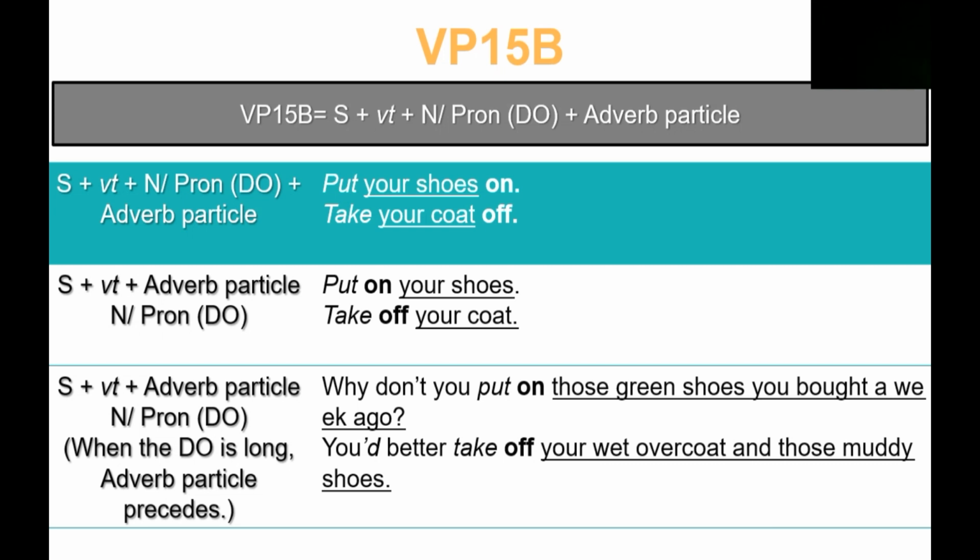The third one, when the DO is long, the adverb particle also usually precedes the DO. For example, why don't you put on those green shoes you bought a week ago? So after the VT put, you have the adverb particle on before the DO, those green shoes you bought a week ago, when the DO is long.